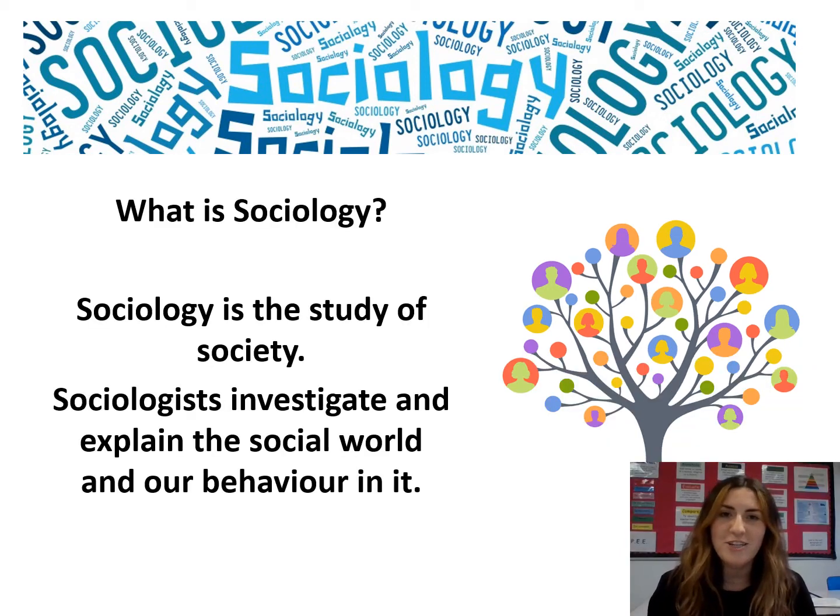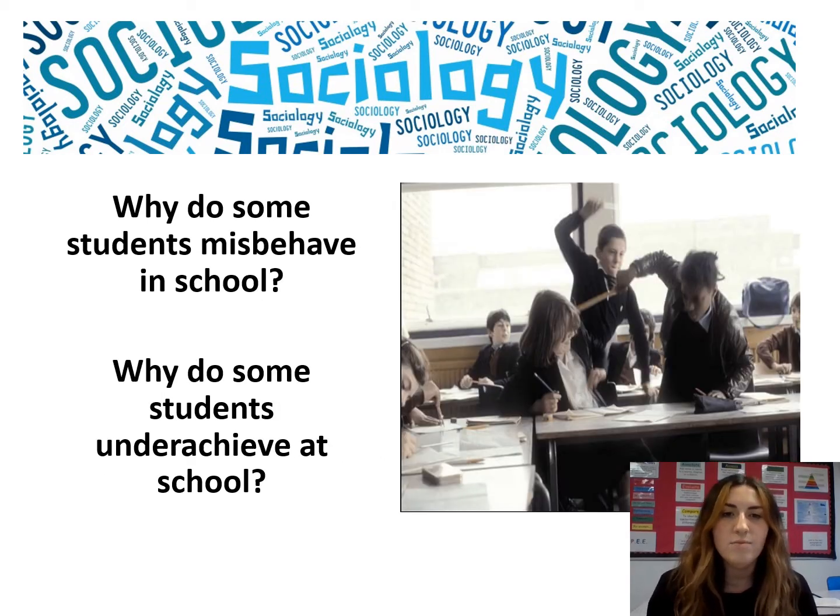So what is sociology? Really what sociology does is it tries to explain why people behave the way that they do. Sociologists study society and they ask lots of questions about why society works the way that it does. They use lots of theories to do this, but they also look at it in a practical sense as well. So types of questions that sociologists investigate are: why do some students misbehave in school? Why do some students underachieve at school?